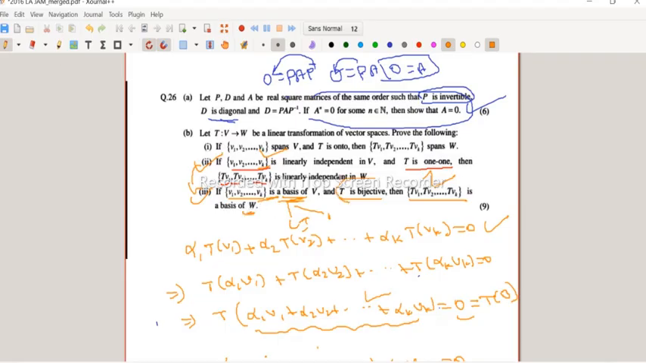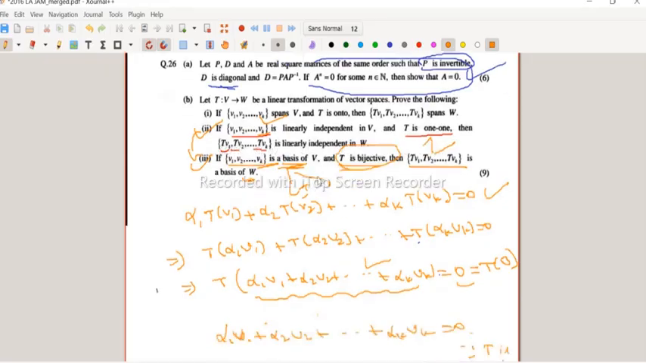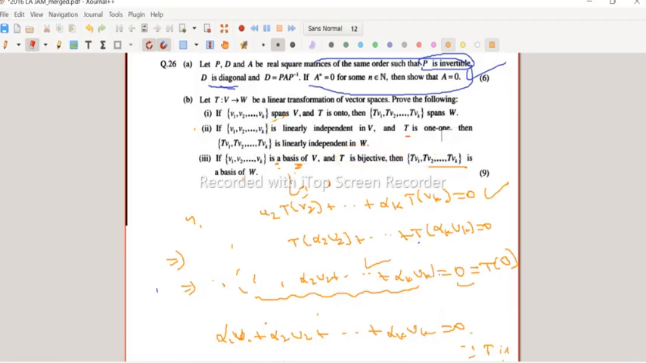So using the condition here, bijective means onto. So therefore we can easily prove that this is a basis. Maybe I will quickly give the idea. We use the second part, because we proved that T takes a linearly independent set to a linearly independent set when T is 1-1.